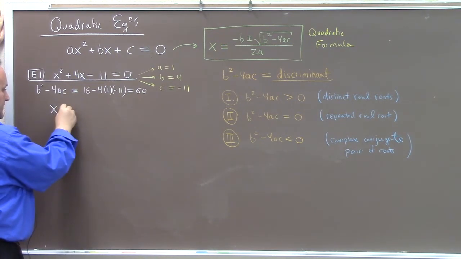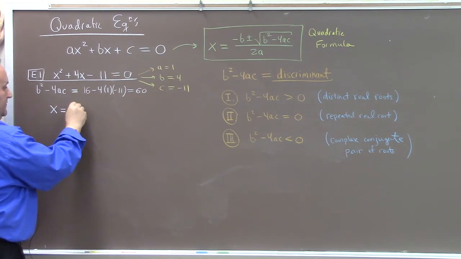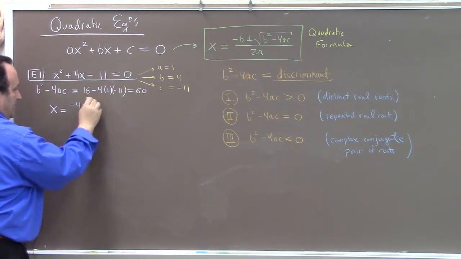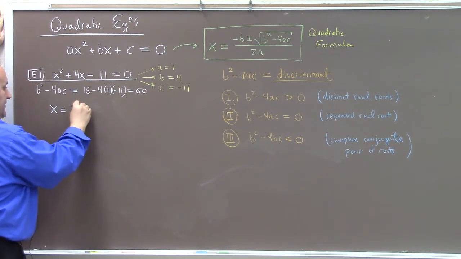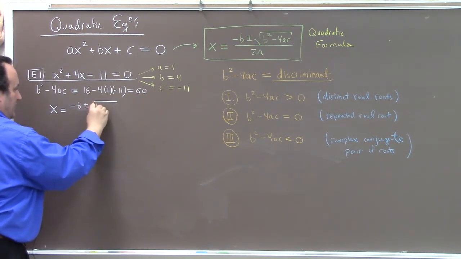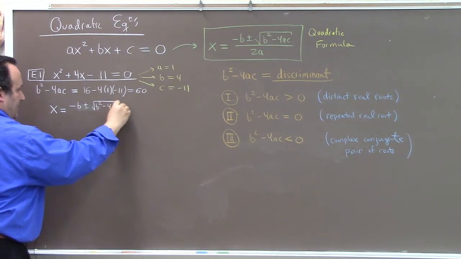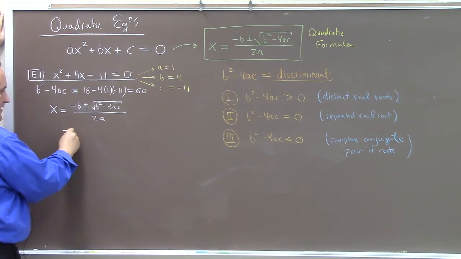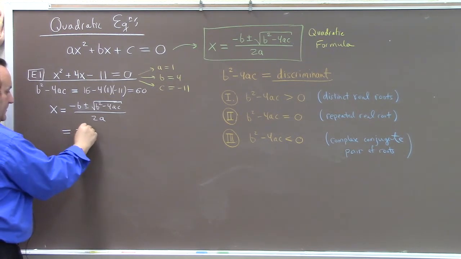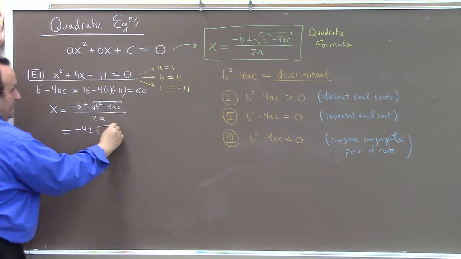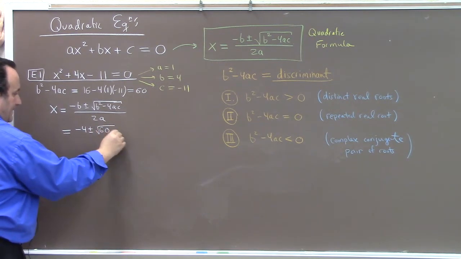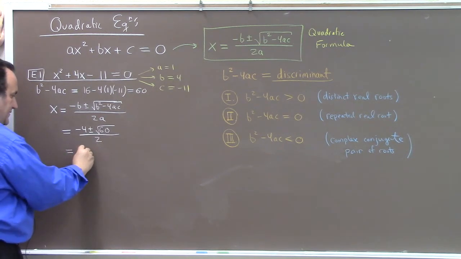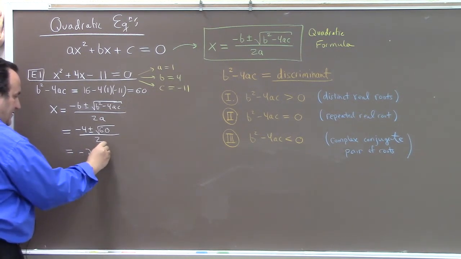The solutions are x equals minus b, which is minus 4, plus or minus the square root. Let me write it out symbolically to start with, sorry. Minus b plus or minus the square root of b squared minus 4ac, all divided by 2a. So for this problem, that is minus 4 plus or minus, as we worked out already, the square root of 60, divided by 2. Okay, so my answer is minus 2 plus or minus 1 half the square root of 60.